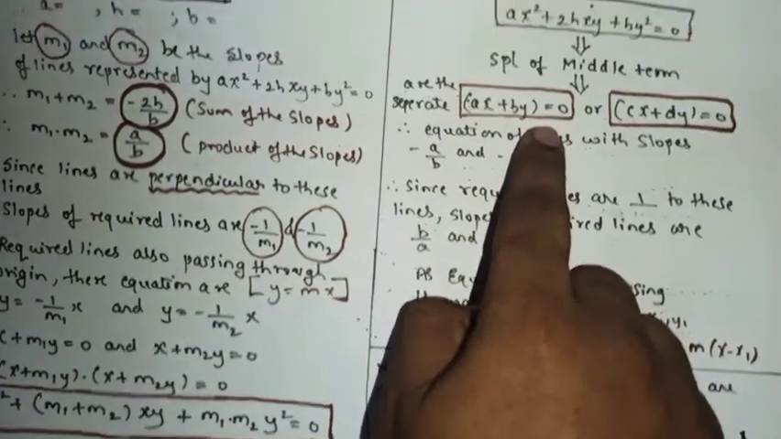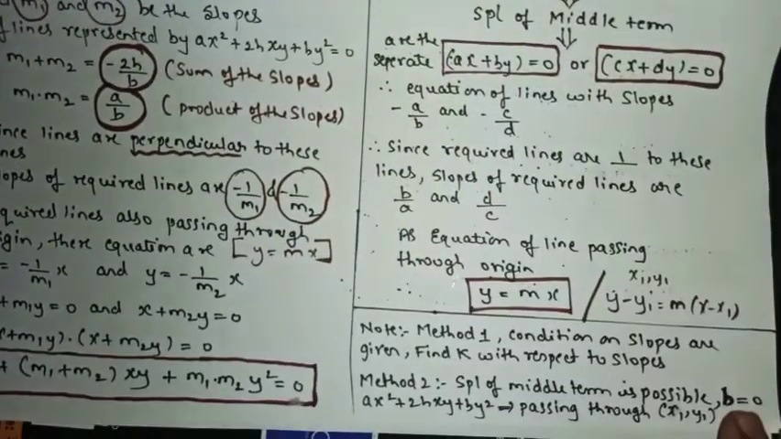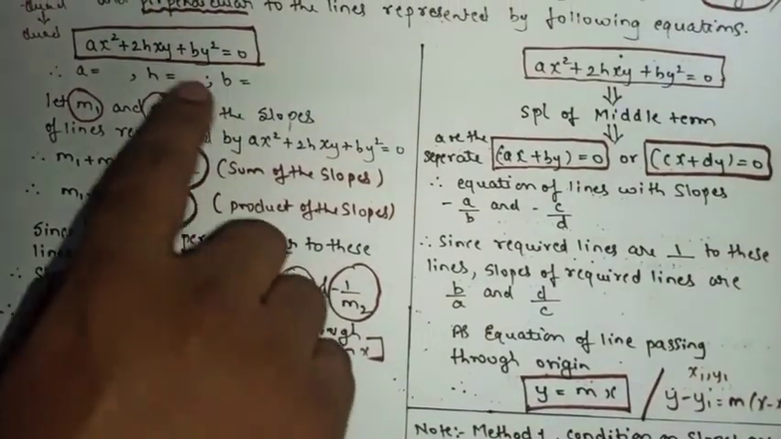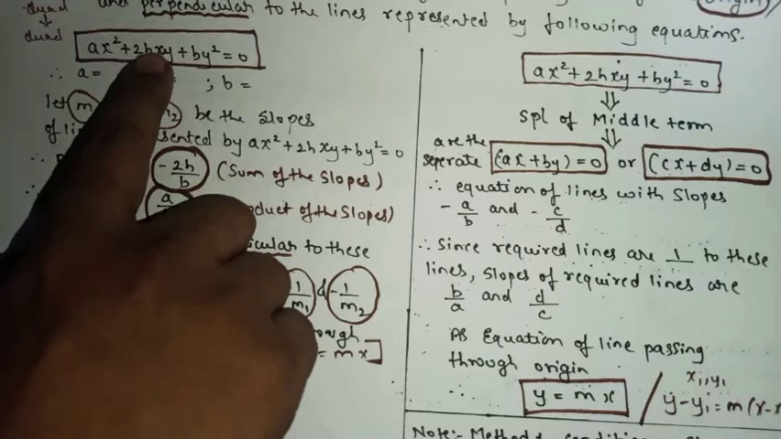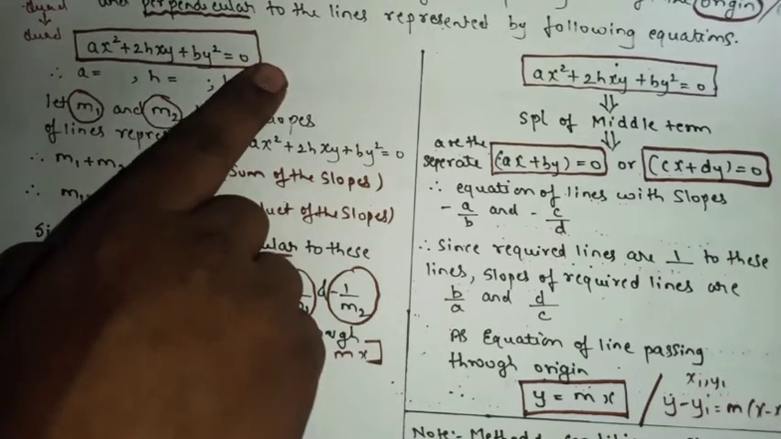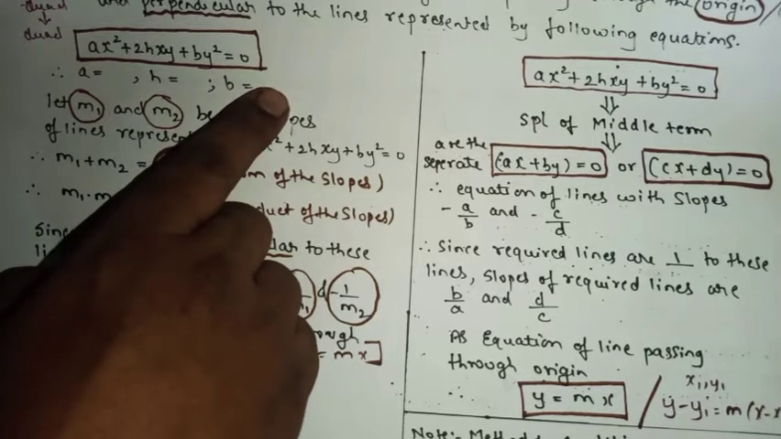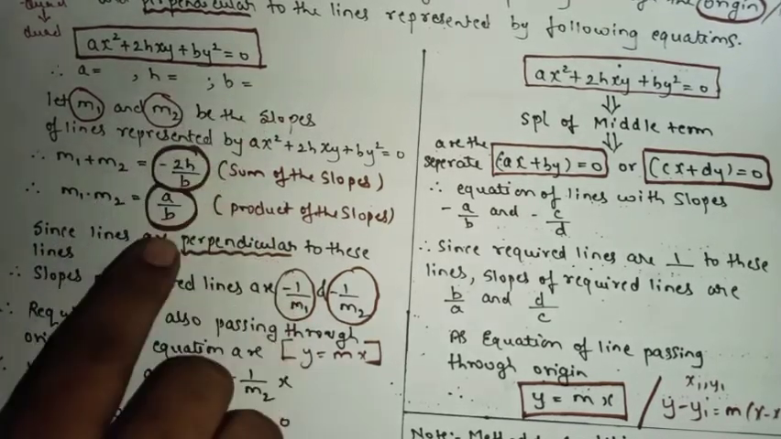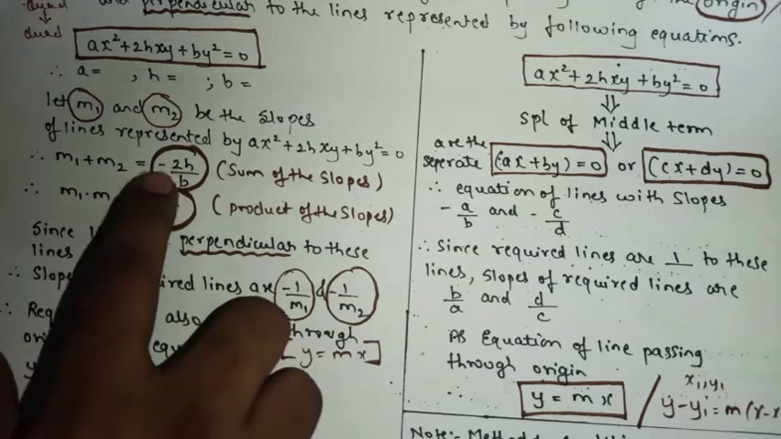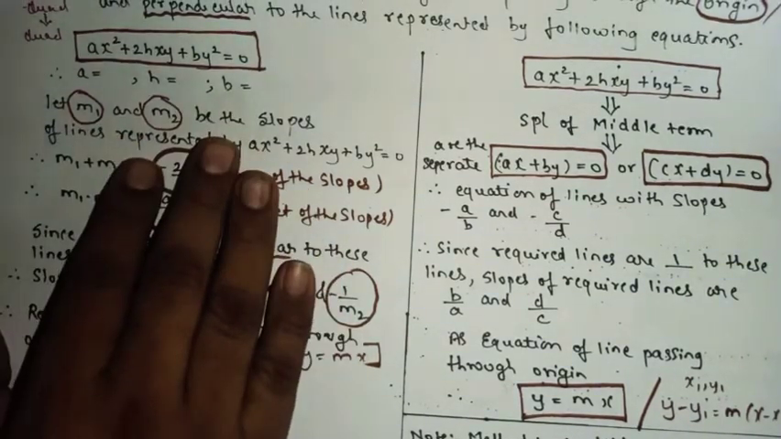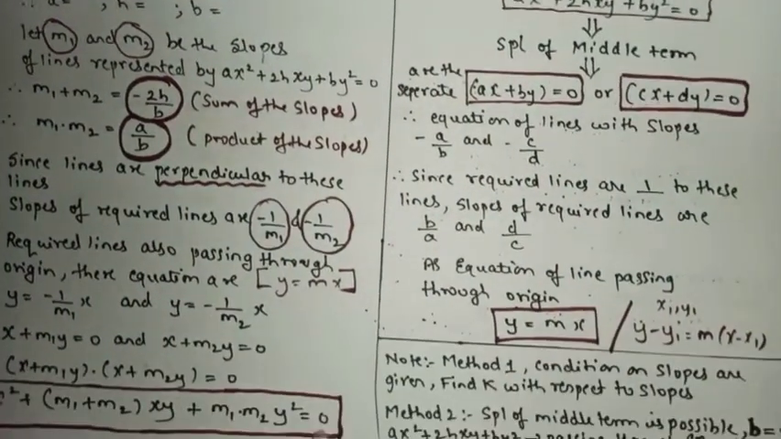If splitting of middle term is possible, apply method number 2. If the value of b is equal to 0, when you compare the equation with respect to ax square plus 2hxy plus by square equal to 0, if y square term is absent, therefore the coefficient will be 0. If the value of b is 0, common sense, we cannot solve the sum further. So we cannot apply the method number 1. So we have to stick with the method number 2.